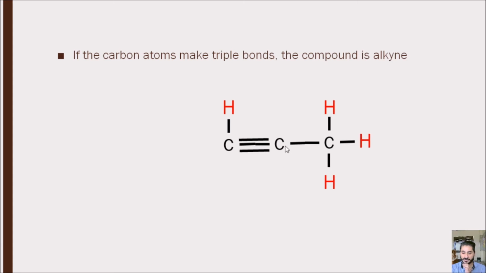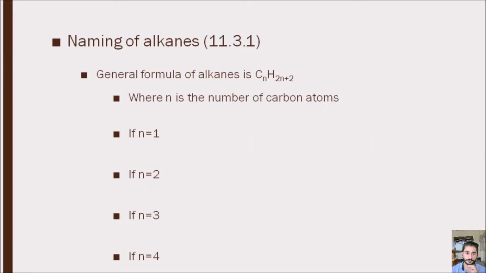One thing to notice is that we have no hydrogen atom on this carbon because all of its valencies are used up. 3 on this side, 1 on this side. Maximum are 4. 3 are used up on this side, 1 is used on this side, so no valencies left, and that's why this carbon has no hydrogen atom, and the compound is alkyne. And the compound belongs to which family? Alkyne family.